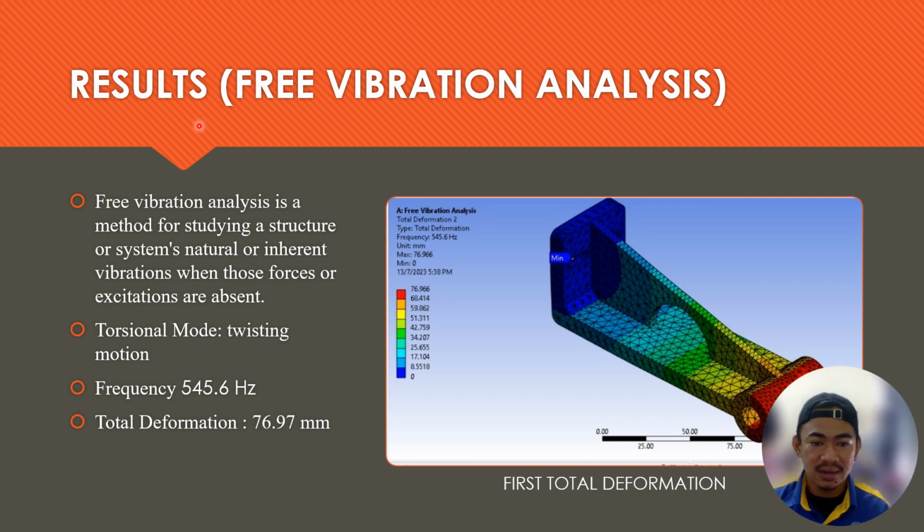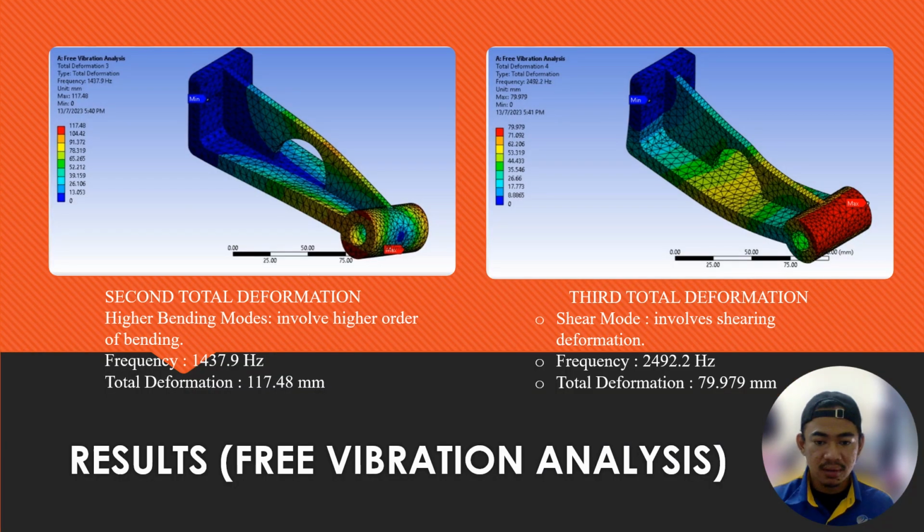Okay, the next slide is the free vibration analysis result. Free vibration analysis is a method for studying a structure or system's natural or inherent vibration when forces or excitation are absent. As we can see from the picture, it's a twisting motion. We get a frequency of 545.6 Hz and total deformation of 76.97 millimeter. For the second total deformation, it is a higher bending mode. It involves higher order of bending.